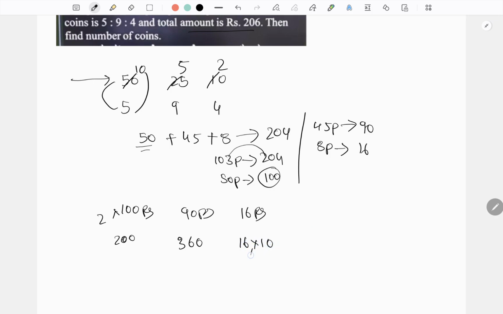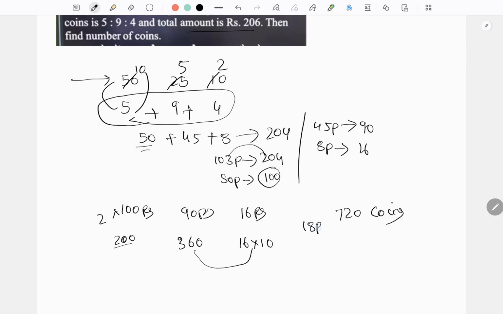Now add this: 160 plus 360, 520, 520 plus 200, 720 coins were there. 720 coins. Or if you want to verify, 5 plus 9 plus 4 is 18. 18 parts can divide this 720. So our answer is correct.